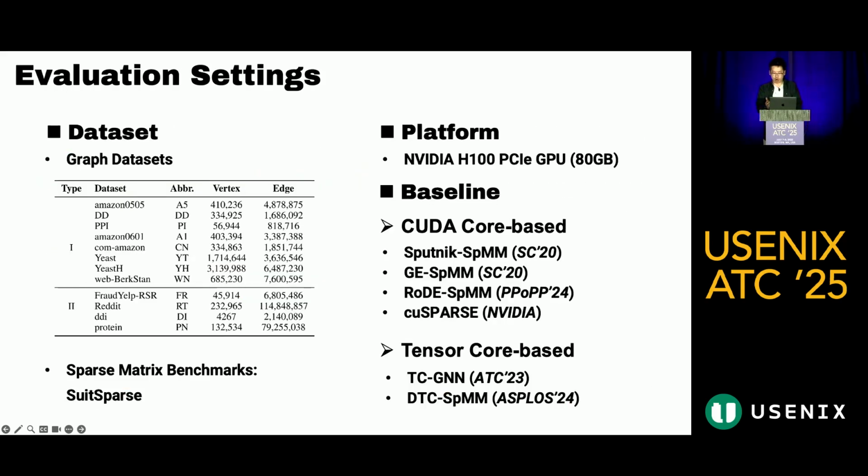And let me quickly walk you through our experimental setup. All our experiments run on Nvidia Hopper H100 PCIe GPU. And those are the related datasets and baselines we use in the paper. I just wanted to highlight one thing: we compare Voltrix SpMM to both the CUDA cores based and Tensor Cores baselines.